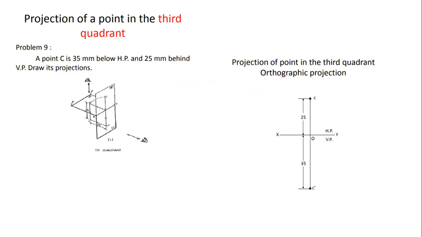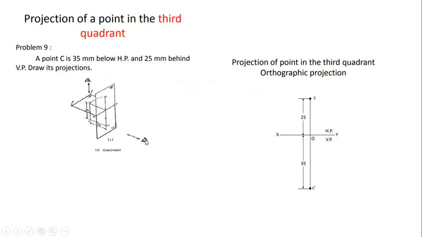Next, projection of a point in the third quadrant. So this is the third quadrant. What is the condition given? Consider a point C which is located 35 mm below the horizontal plane and 25 mm behind the vertical plane. Draw the projection by mentioning the top view and front view.